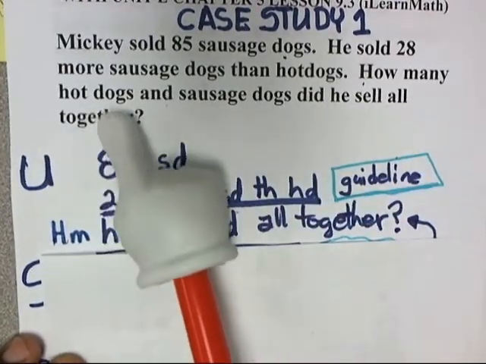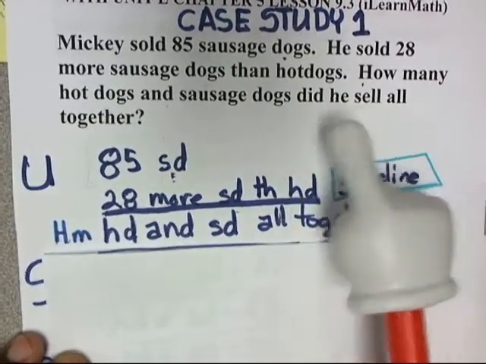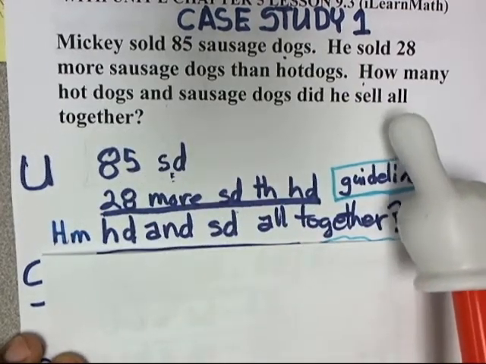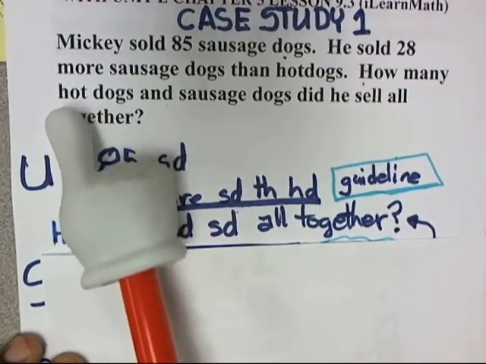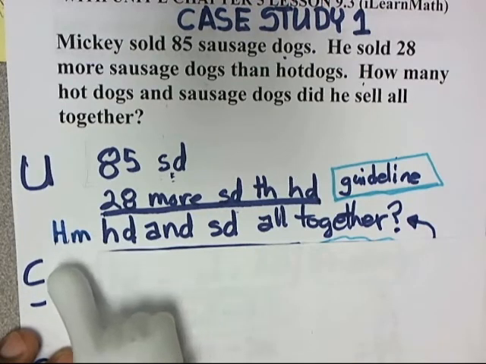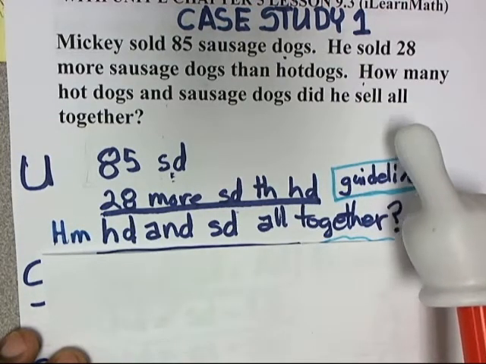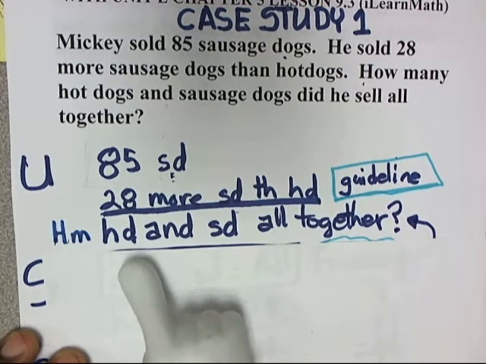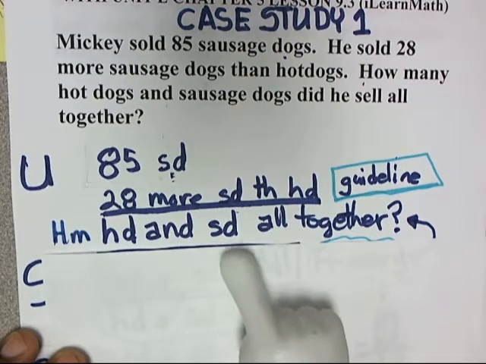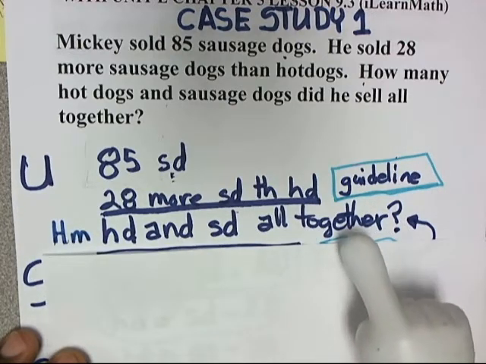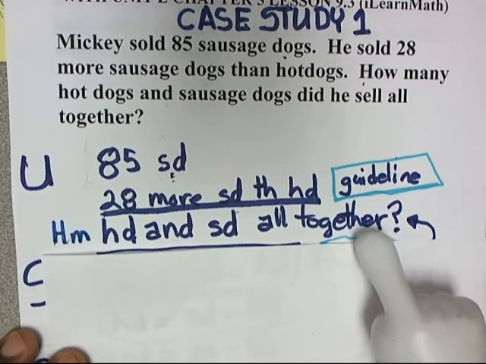How many hot dogs and sausage dogs did he sell all together? A key part right here is all together. It's telling you that you're going to have to add both the number of hot dogs and the number of sausage dogs. So I'm pulling out the key parts. I use HM as a shorthand for how many, and HD and SD for hot dog and sausage dog. Then I put it all together. This is your primary equation, or primary sentence, where you're going to actually answer your question.